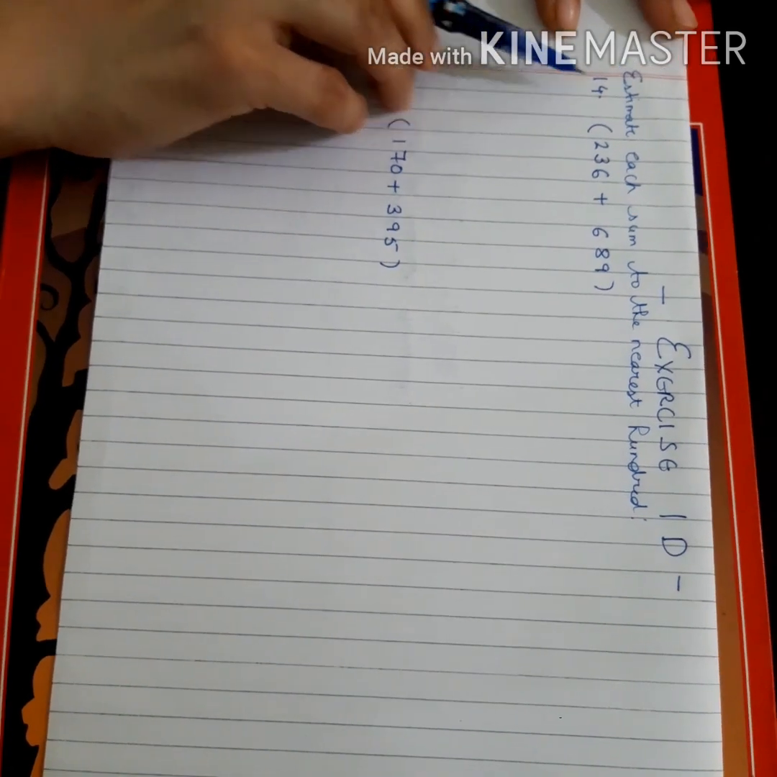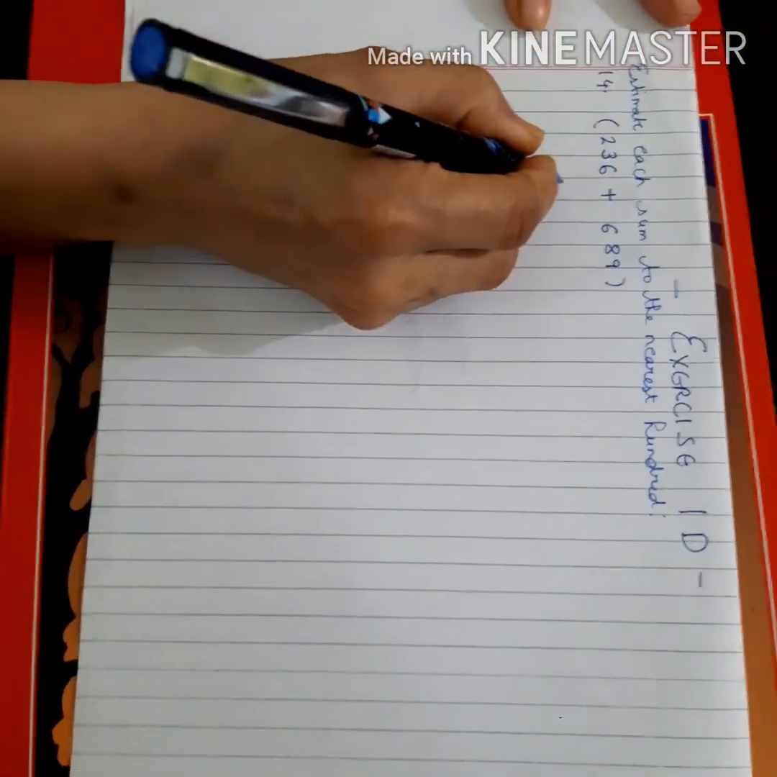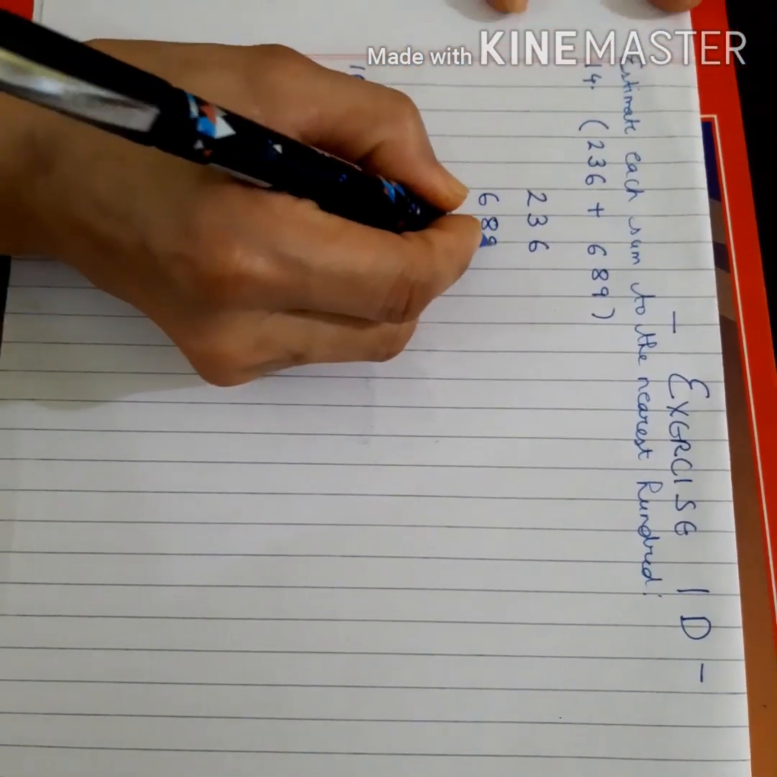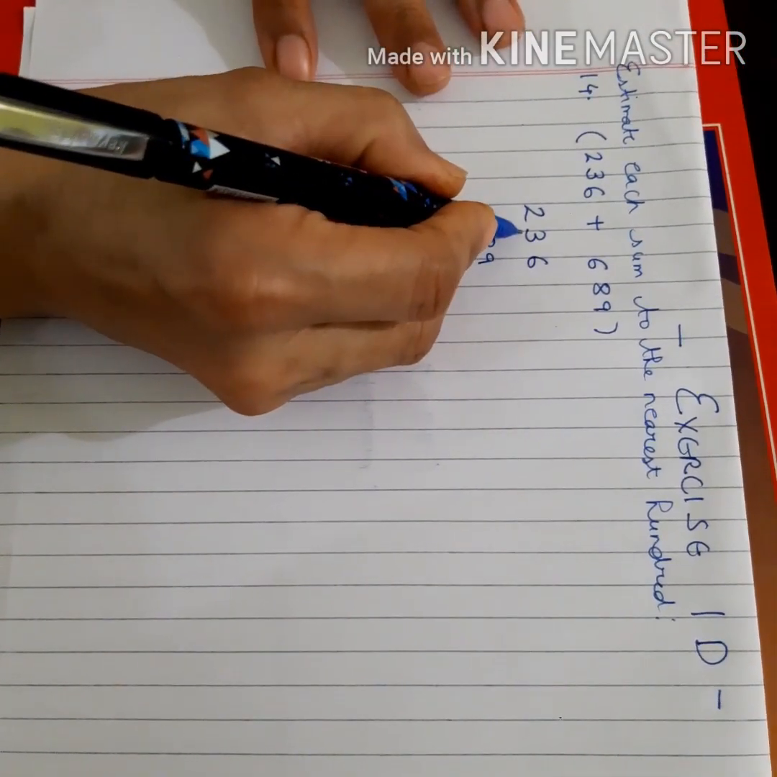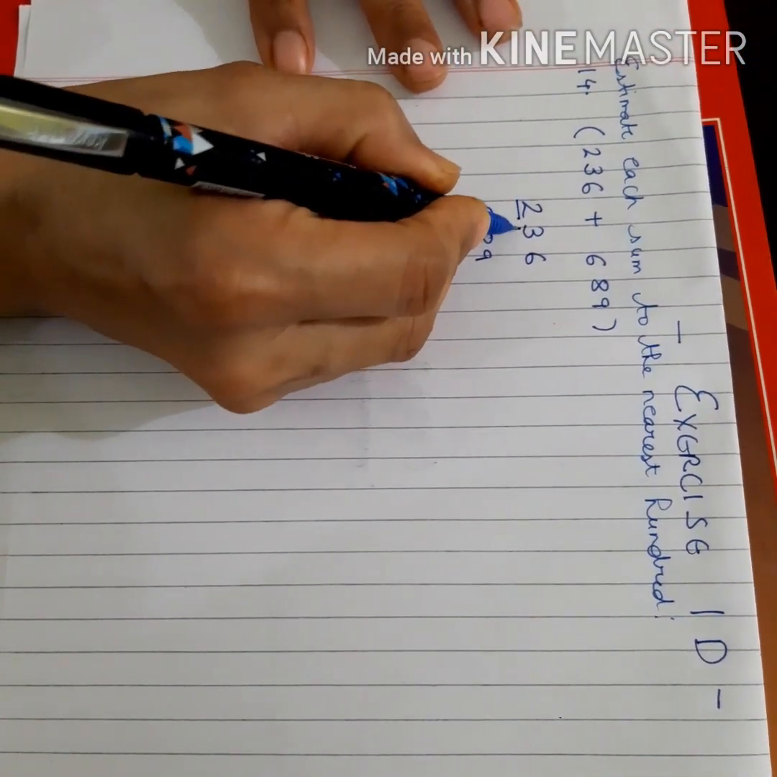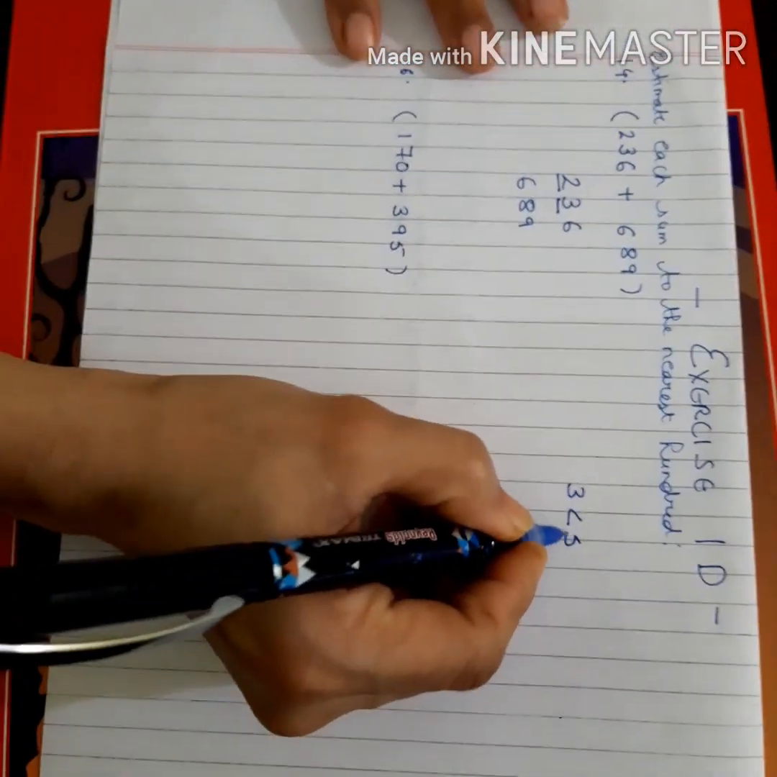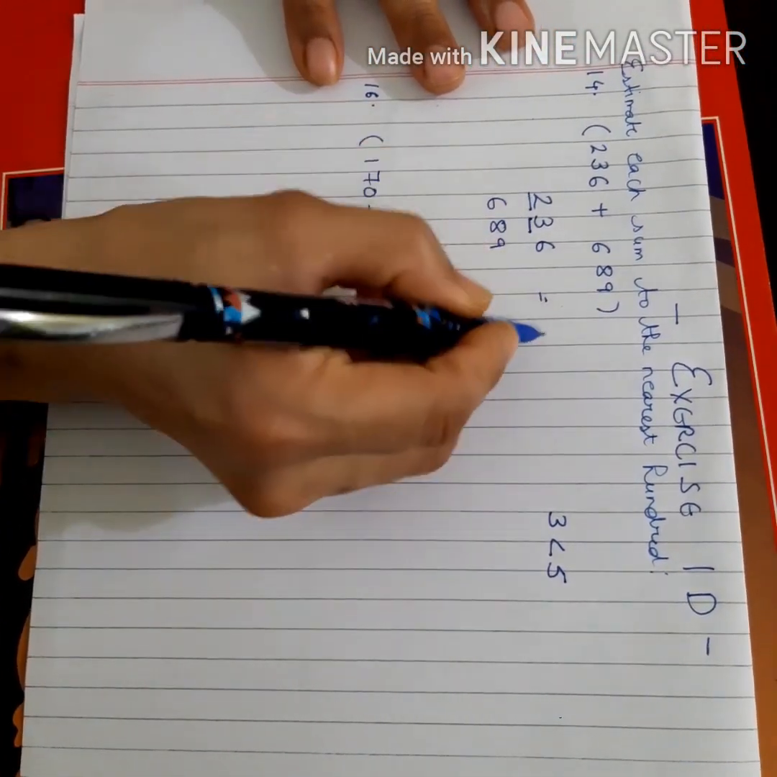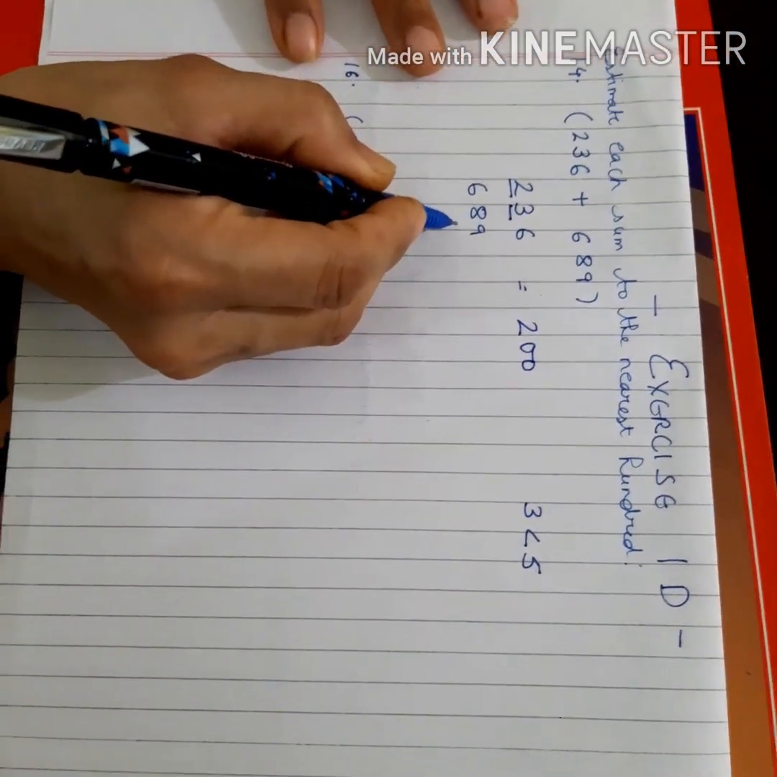Now let's do question number 14. In this question, you have to estimate the sum to the nearest 100. 236 and 689. When you estimate this to the nearest 100, what will you see? You will underline the 100th place and you will see the 10th place. Now this 10th place is less than 5. So this number will remain the same and both these will become 0. So it will be 200, and 689 is there.